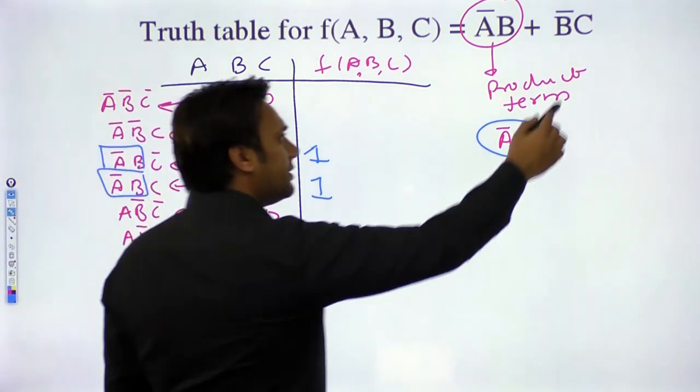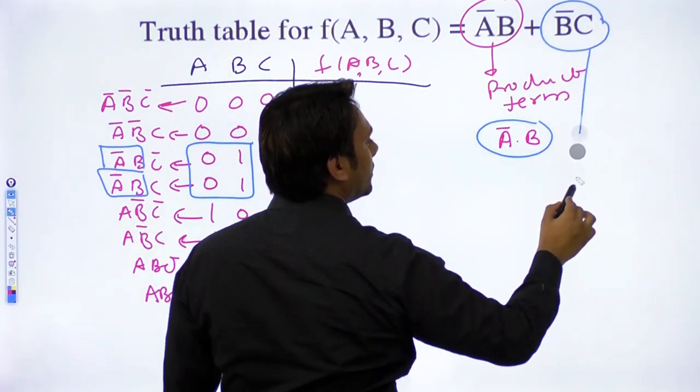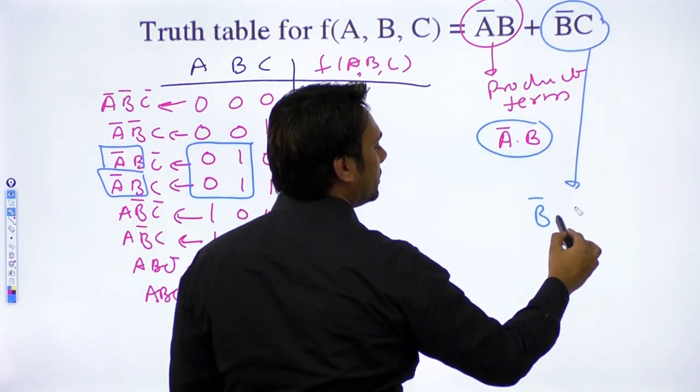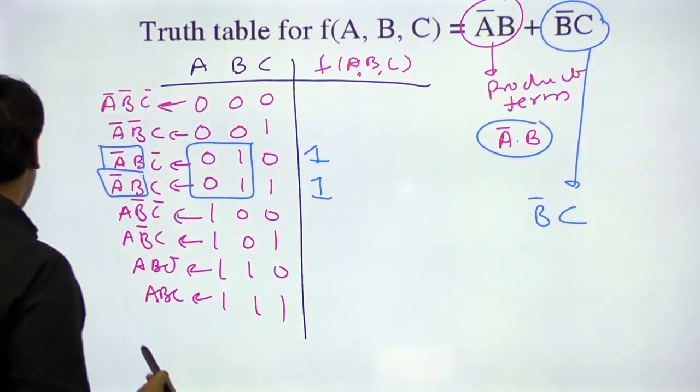At the same time, whenever we have B complement C, this is B complement C. So what are the locations where we have B complement C?